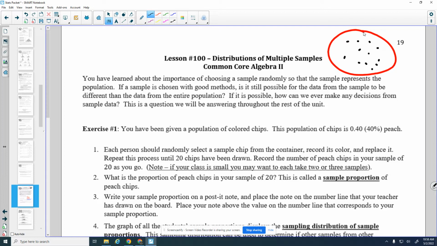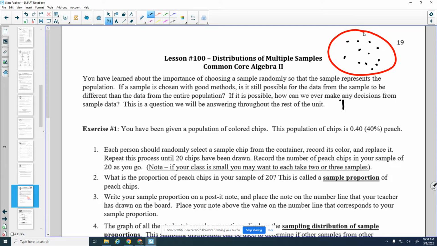So in class, each person's going to be given a little baggie of colored chips. Really, they're just circles of paper. The population of chips is 40% peach, or 0.40. So there's yellow and peach. 40% of the little circles in there are peach, and 60% are yellow. So each person is going to randomly select a sample chip without looking from their container or baggie, and then they're going to record its color.